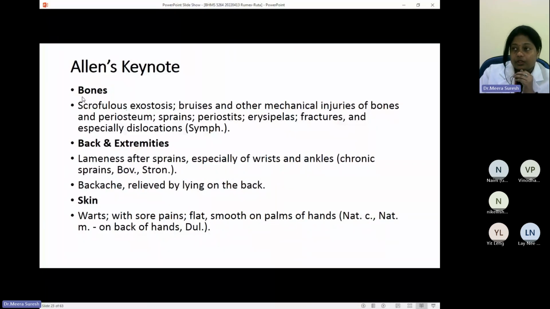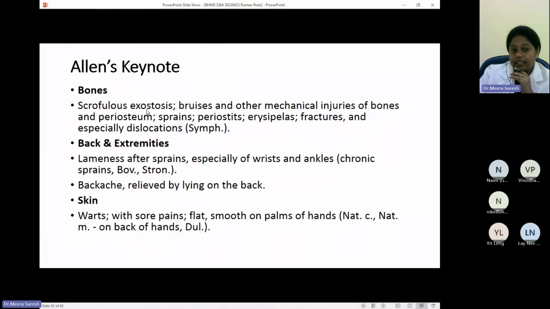Then in the case of rheumatic complaints, though I mentioned them here together, in Allen's Keynotes itself bones are mentioned separately and back and extremities separately. But for exam purposes, mostly it will be rheumatic complaints, so both should be mentioned together. As I told you, this is very good because it is the periosteal condition. That rheumatic pain or the rheumatic complaints should be in areas in or around the bone. That is the characteristic feature.